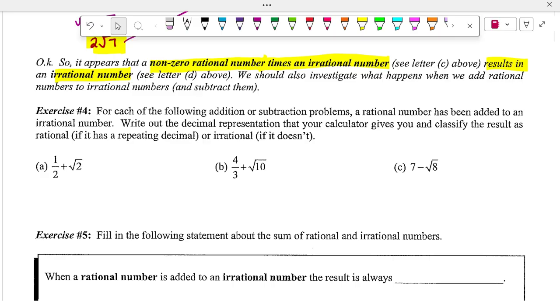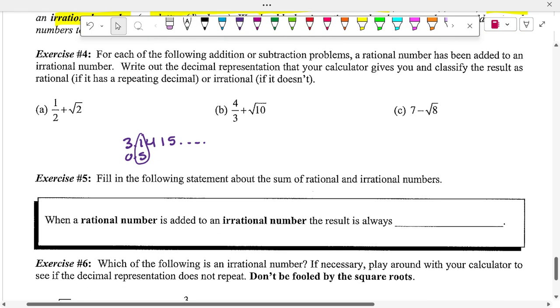Yeah, so let's think about it this way. Let's say that I was adding 1/2 to pi. So 3.1415, et cetera, et cetera. It would only change the first decimal place. So if I add 0.5 to 3.1415, et cetera, all it would do is change that very first decimal place. Everything else will keep repeating forever and ever. So yeah, of course, if you add a rational number to an irrational, you get an irrational.